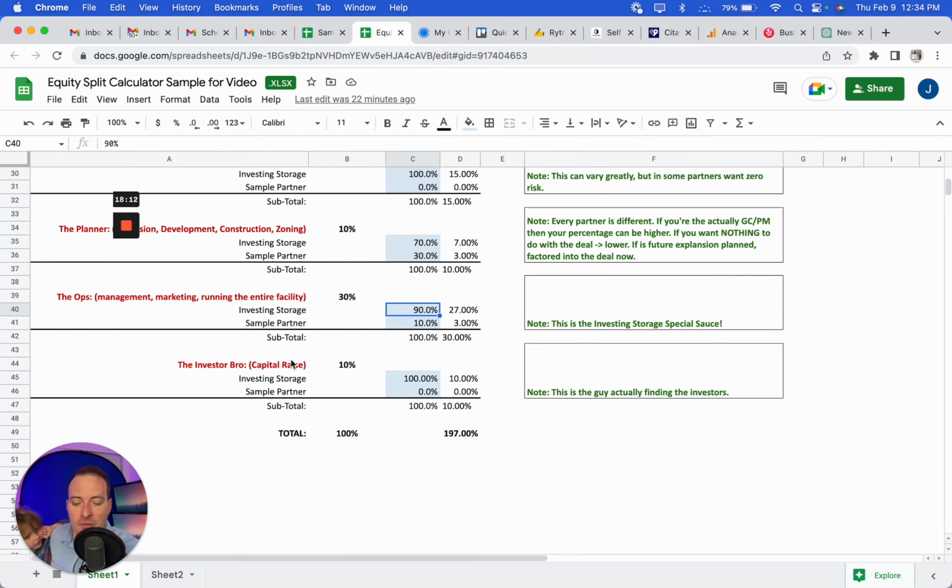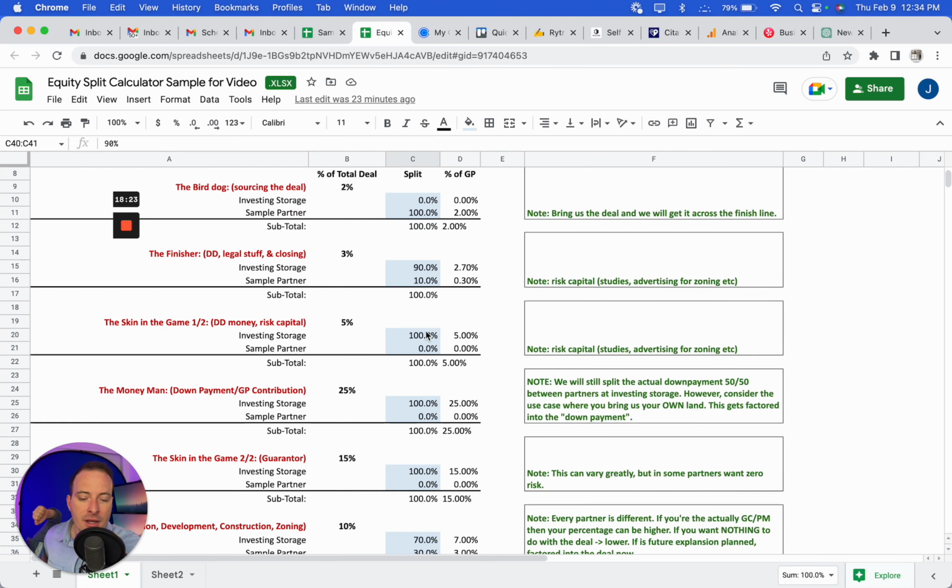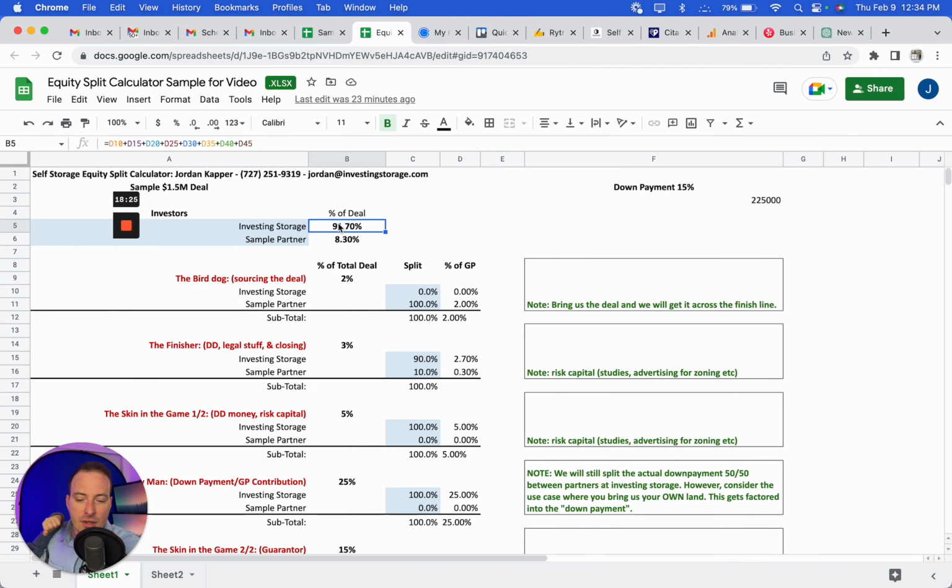All right, guys. Hopefully you got a lot out of this. Long story short, you take these percentages and you decide how much Investing Storage is contributing and how much you are contributing. Those feed back into the calculation up here, which if you look at the numbers, it's adding up all these percentages. This should always add up to 100%, right? Because it's this subtotal, the percentage of the GP, percentage of the actual total equity in this particular case, should always add up to here. If you guys got any questions, let us know.